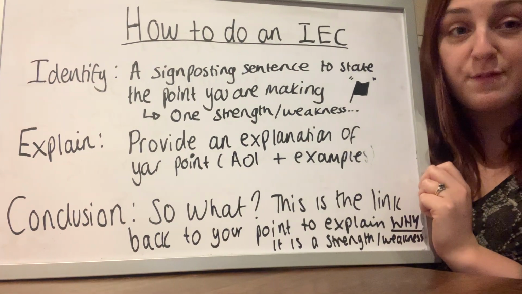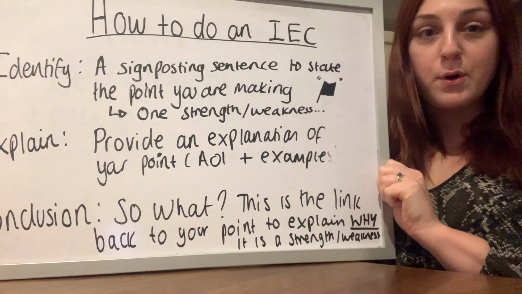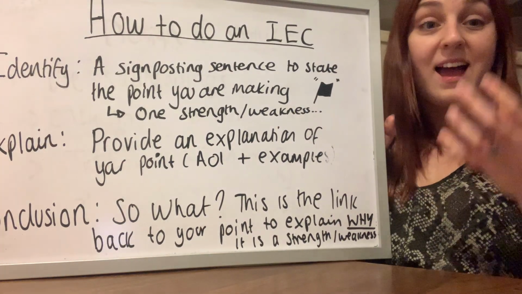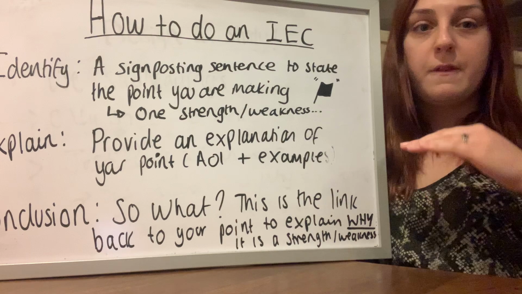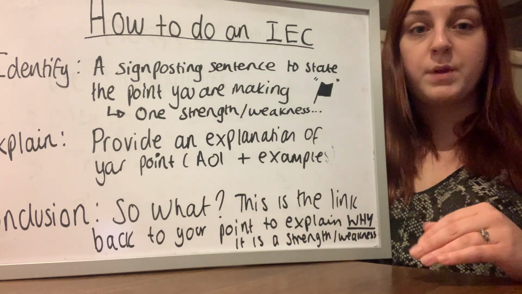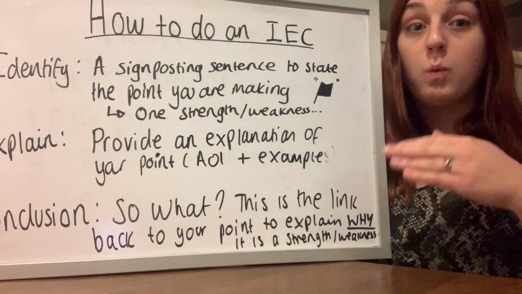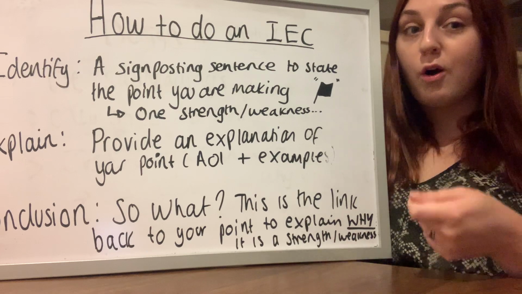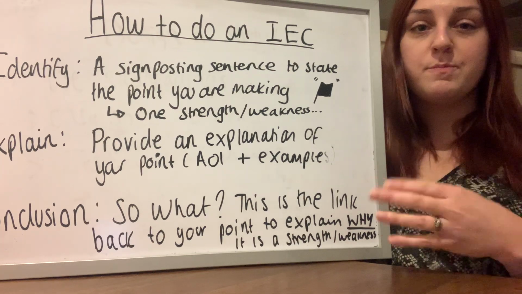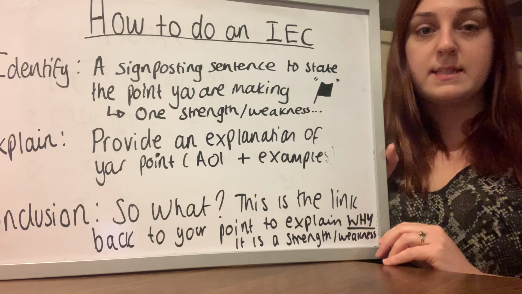So your identify point is a clear signposting sentence that highlights and flags to the examiner the clear point that you're about to make. And we always start this off with something like one strength or one weakness of the theory or of the method is. So it's a really simple, clear sentence.